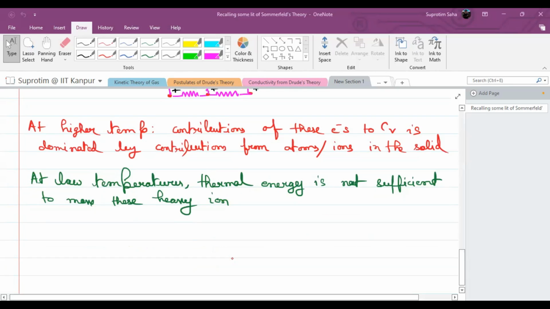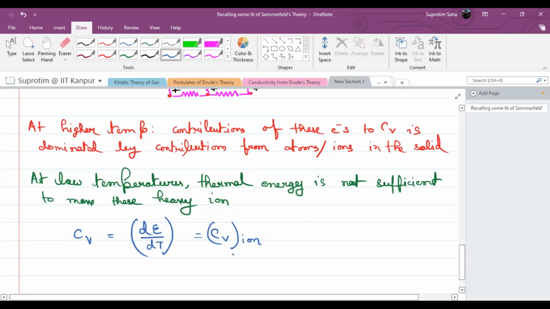All right. So because of this, the specific heat can be written, in a different color, as dCV/dT is equal to CV from ion vibration plus CV that comes from the electron gas.